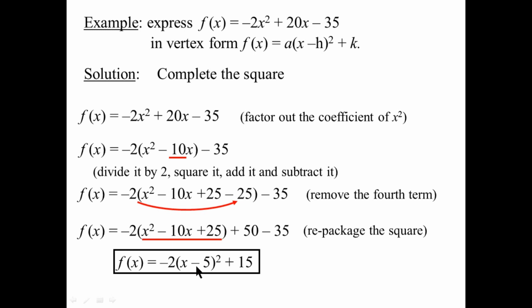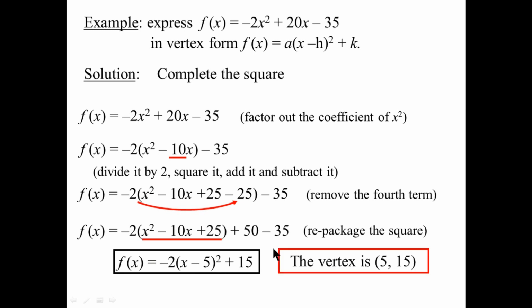So we've repackaged these 3 terms. And we collected like terms here with the constants. Plus 50 minus 35 is 15. And what we have here is vertex form for the original question. We can state the vertex now. It is 5, 15. Notice how we change the sign, leave the sign when we state the vertex, 5, 15.